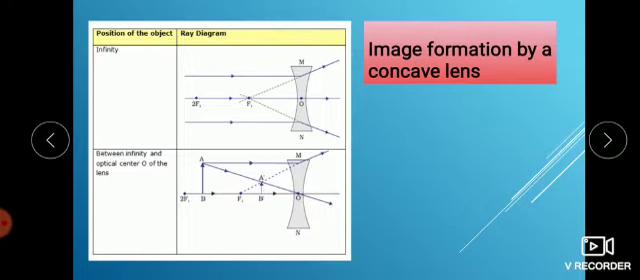When the object is at infinity, you have the image formed at f1, and when the object is between the optical center and 2f1, you have an image formed between f1 and O. So that's the only thing that you have got.